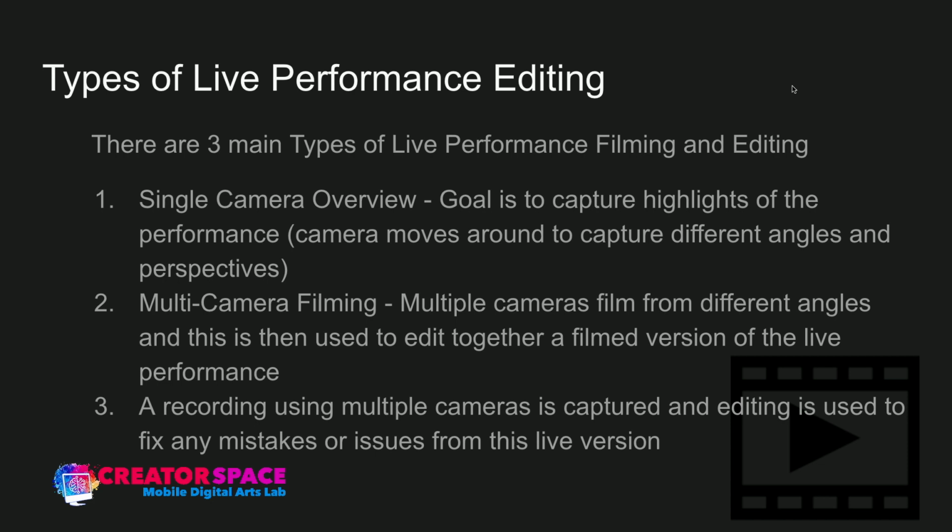Number 3, a recording using multiple cameras is captured, and then the editing is used to fix any mistakes or issues from this live version. What can typically happen is that if there's multi-camera filming happening, it could also just be recorded. It's called live switching. We're familiar with that, such as in sports. You see multiple cameras and they're switched, so it's going from different cameras. It's live switching, or almost live editing. And then you're seeing that as a viewer at home on your television set, let's say a hockey game. It's switched live, you're seeing it, and it's recorded.